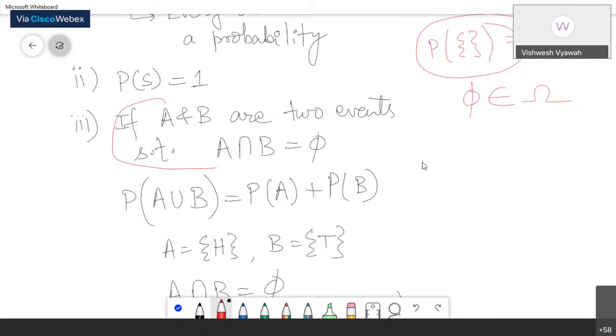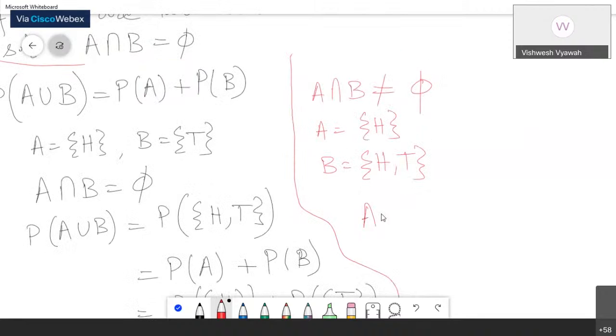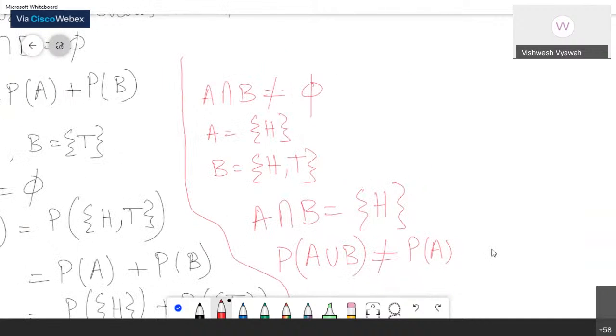Okay, remember a very important thing: if A intersection B is not a null set, for example, if my A is H and my B is, let's say, the sample space itself, then what is A intersection B? It is H. Do you agree? Because that's common. In this case, probability of A union B will not be equal to probability of A plus probability of B. Please note this.